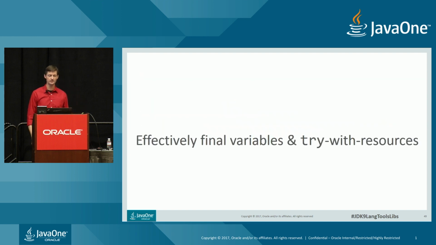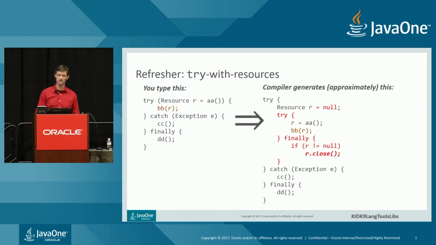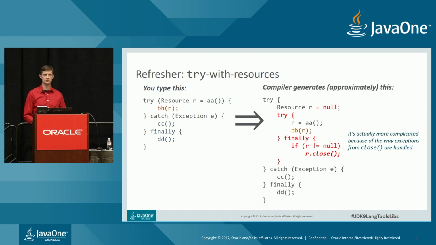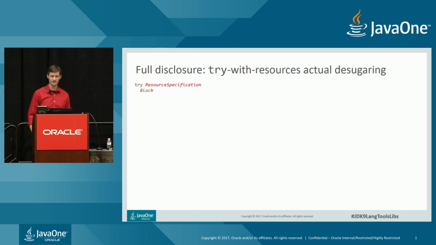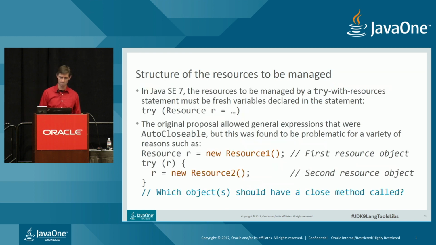The next change we made deals with the try-with-resources statement. Just as a quick refresher, you have your resource R being managed, and behind the scenes, the compiler creates an implicit finally block for you to call close on the resource, as long as it's not null. Now, in full disclosure, the actual code the compiler uses is a bit more complicated. This is the actual desugaring here. The extra complexity is to give better exception handling, but we don't have to worry about this. The compiler takes care of it for us.